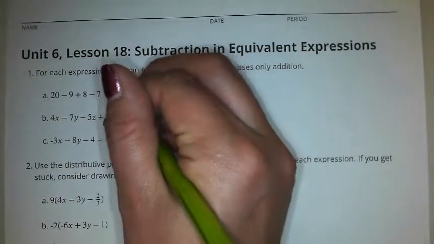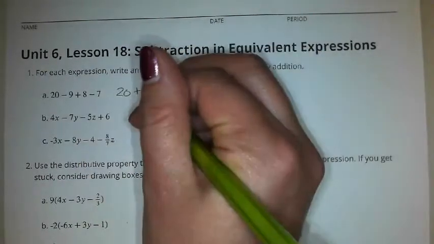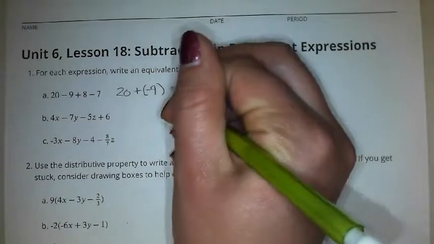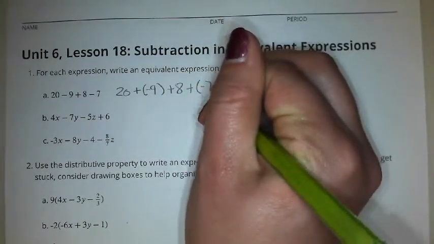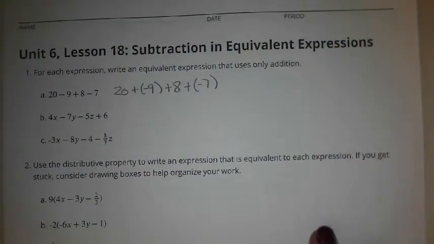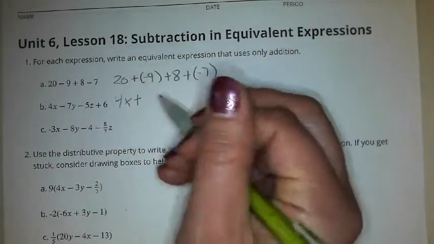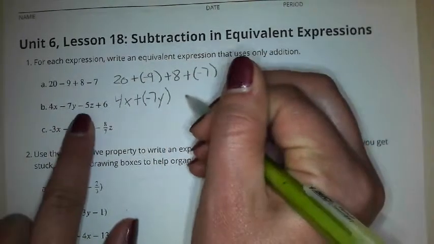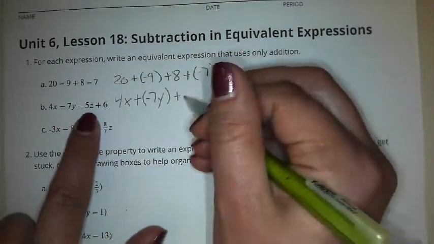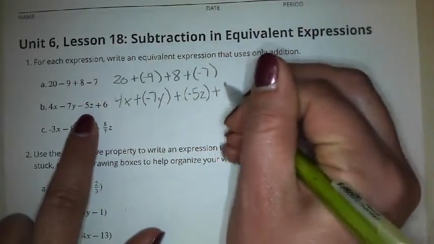So here I'm going to have 20 plus, when I do that, this number is going to become its opposite, negative 9 plus 8 plus a negative 7. Okay, this one I have 4x, change that to addition, do this opposite, so that would be a negative 7y, change this to addition, do this opposite, so that would be a negative 5z plus 6.